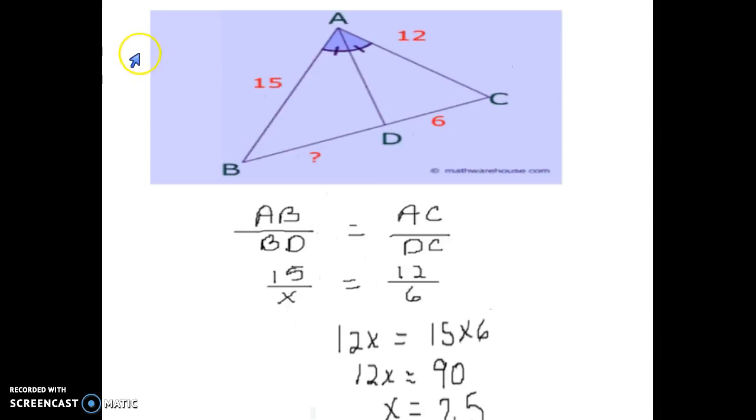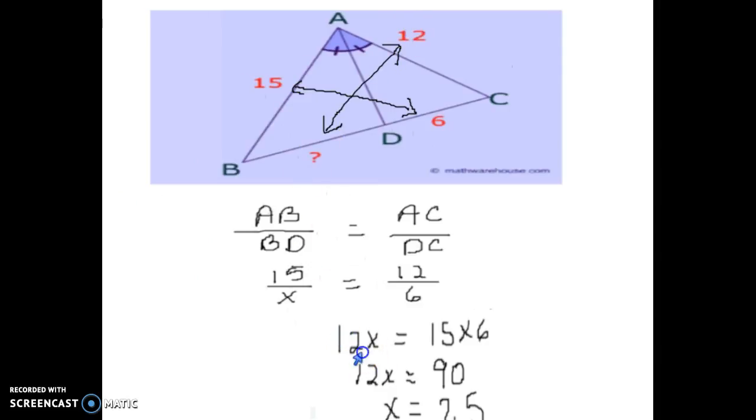The second one on 1.07 is using the angle bisector here. We've got an angle bisector, which shows these two are equal. So that tells us that AB over BD is equal to AC over DC. Another way you can do that is to cross multiply these two together and cross these two together, which gets you to this step right here.